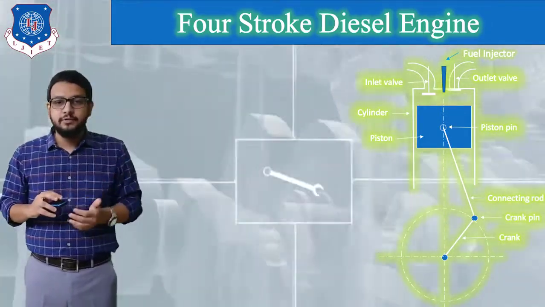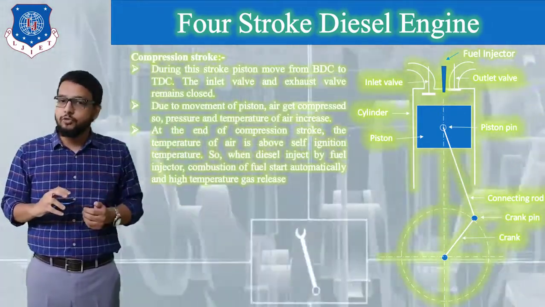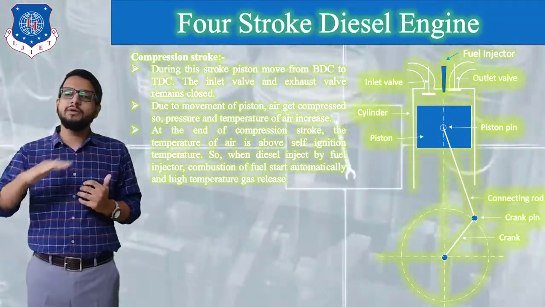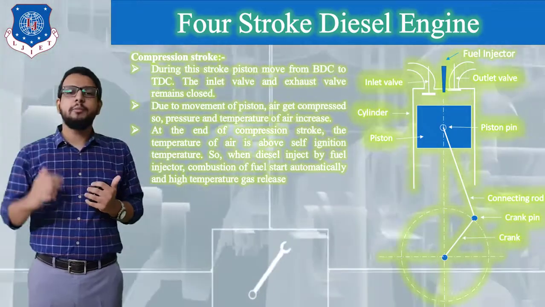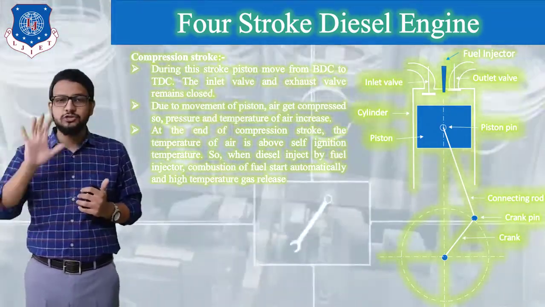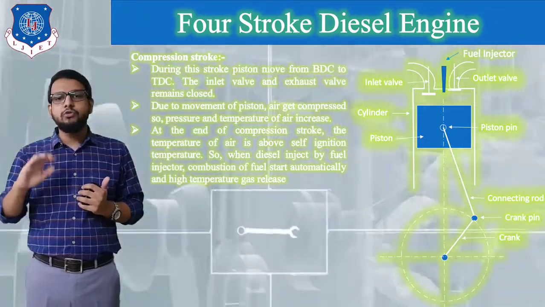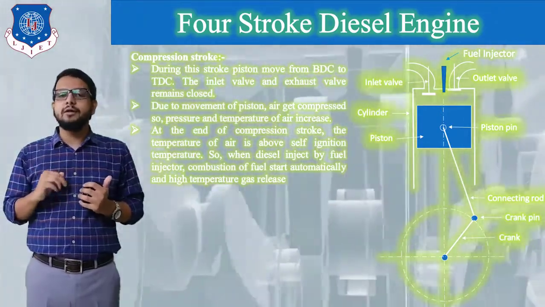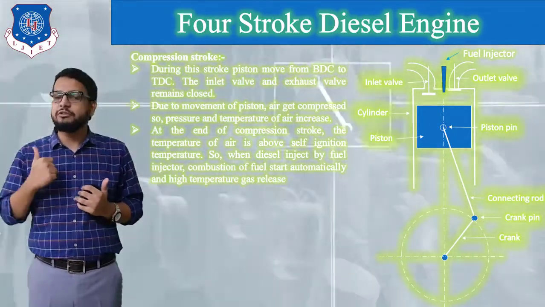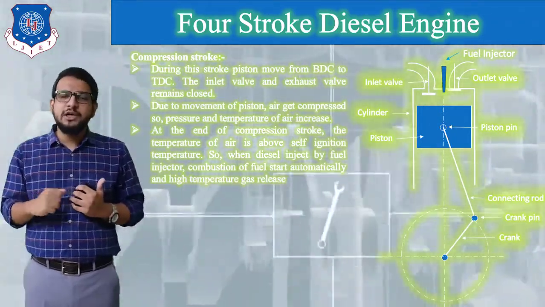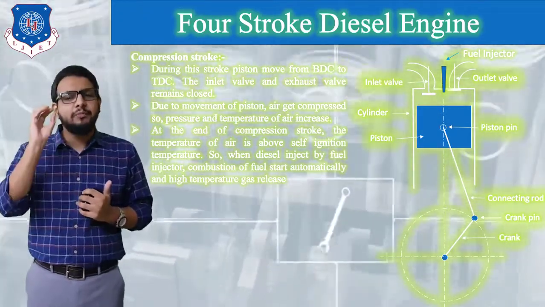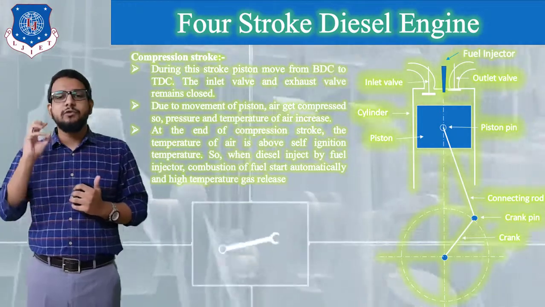So let's see it. In a compression stroke, what is going to happen? During this stroke, the piston is going to move from its bottom dead center position towards the top dead center position. Both the valves are going to remain closed during this stroke. Now, due to the movement of the piston, air will be compressed, its pressure is going to increase, its temperature will increase, its volume will be reduced. And finally, after compression, the highly compressed air will be present in the clearance volume.